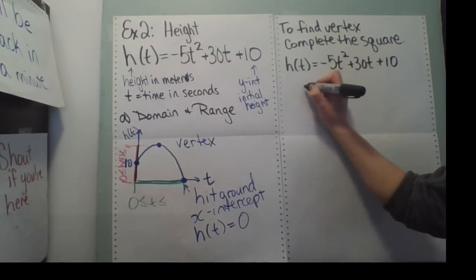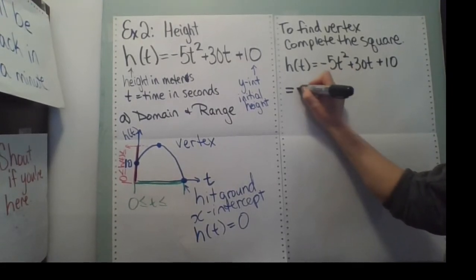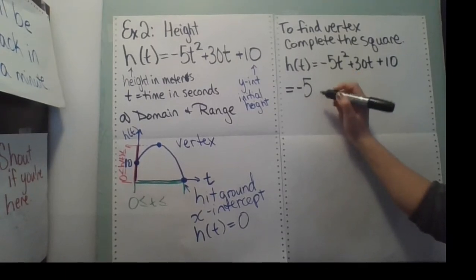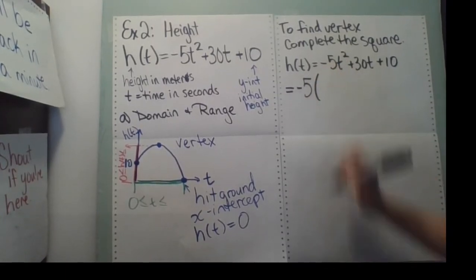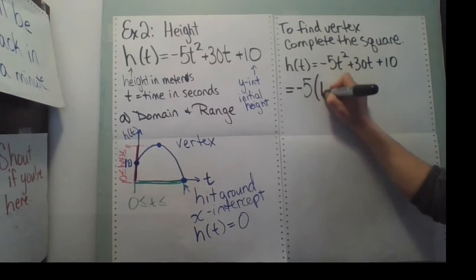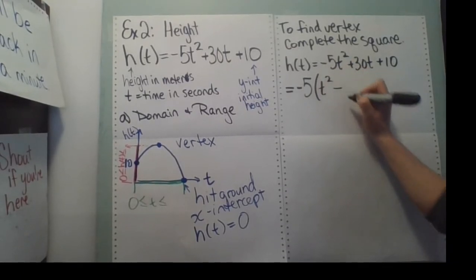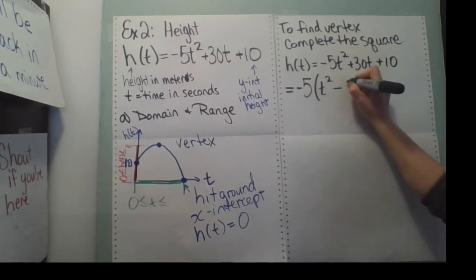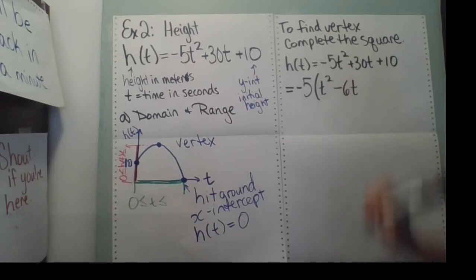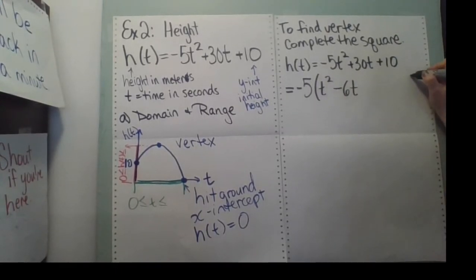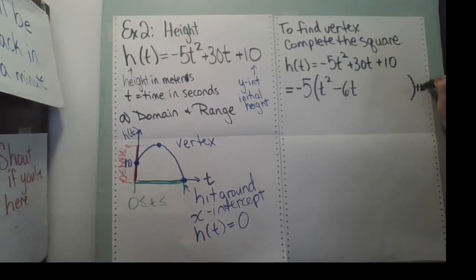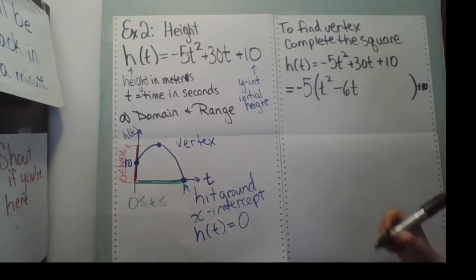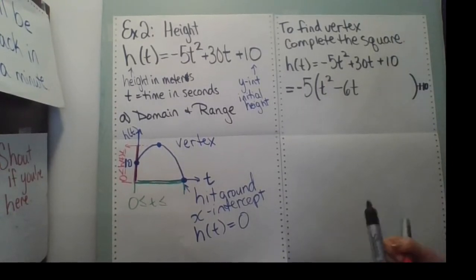So let's see here. I'm going to just set my equals over here to give me enough space. So we've got negative 5. I'm going to common factor that out here. T squared minus 5 times 6 gives me negative 6t. Great big gap. End bracket plus 10 at the end. Okay. Why do I leave my big gap? Because this is where we're going to do our complete the square trick.